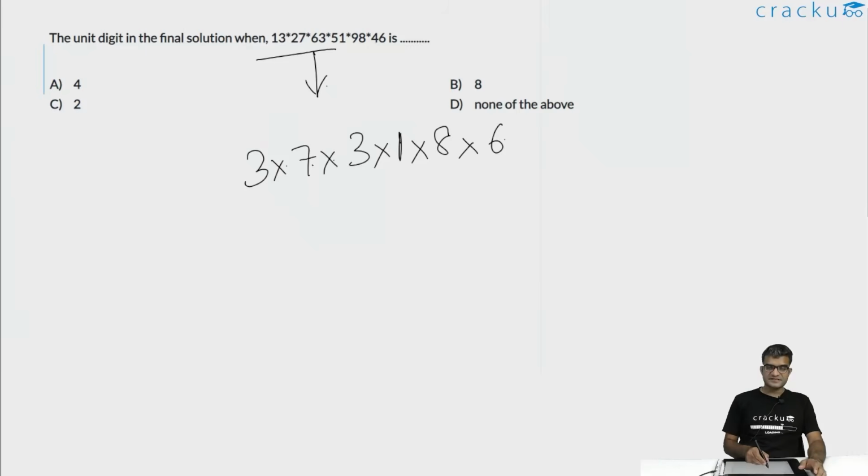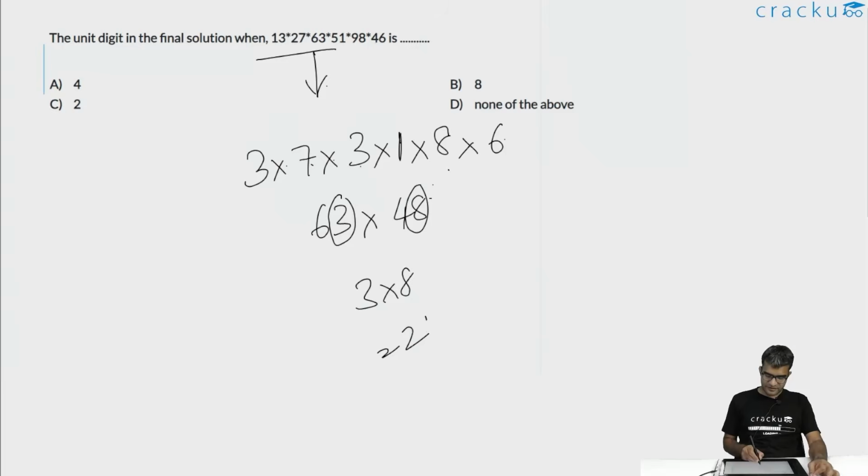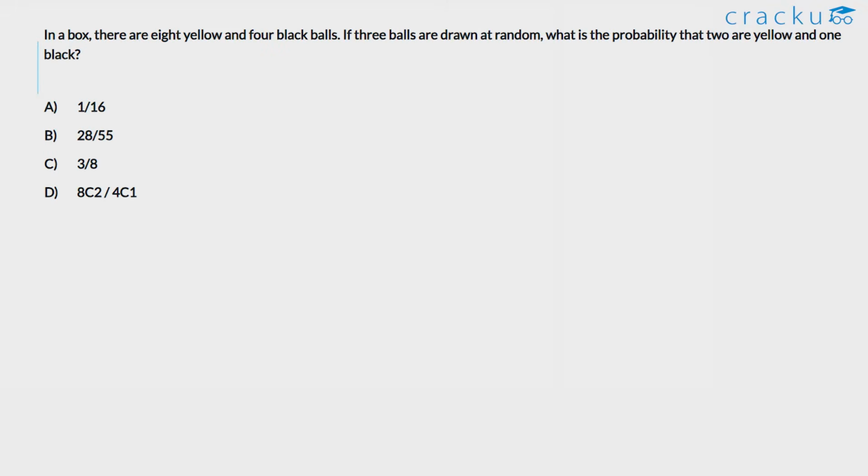3 into 7 is 21, into 3 is 63, into 8 into 6 is 48. We are only looking for the units digit, so again we will just take the units digit of these two numbers, which is 3 into 8, which is equal to 24. So the units digit will be equal to 4, which is option A.